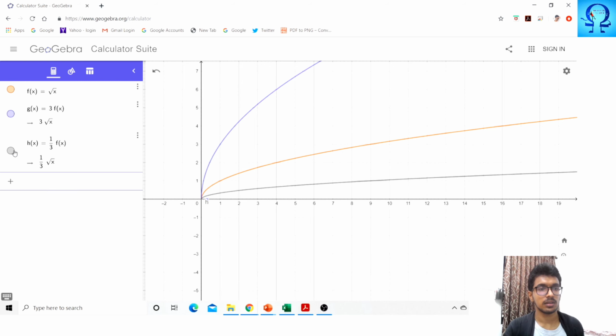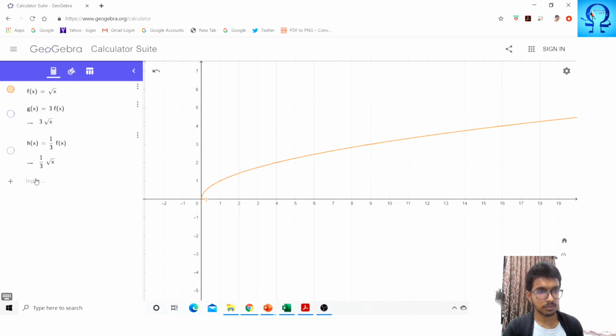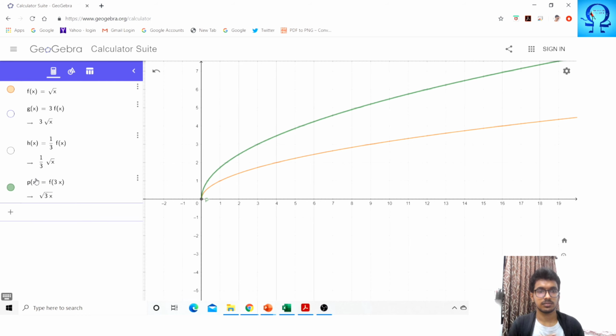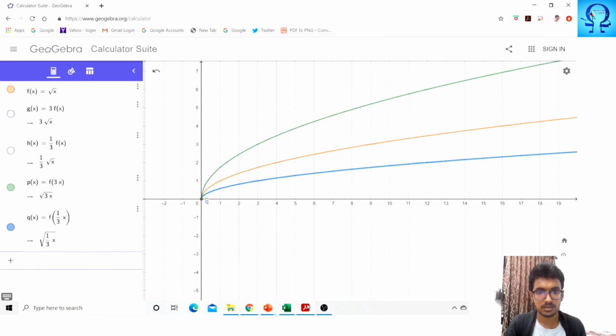Now let me do the same thing, f of 3x. Here actually what is happening is that it is compressing and stretching horizontally. So f of 1 upon 3 times x. Here what takes place? Here this is stretching and this is compressing.